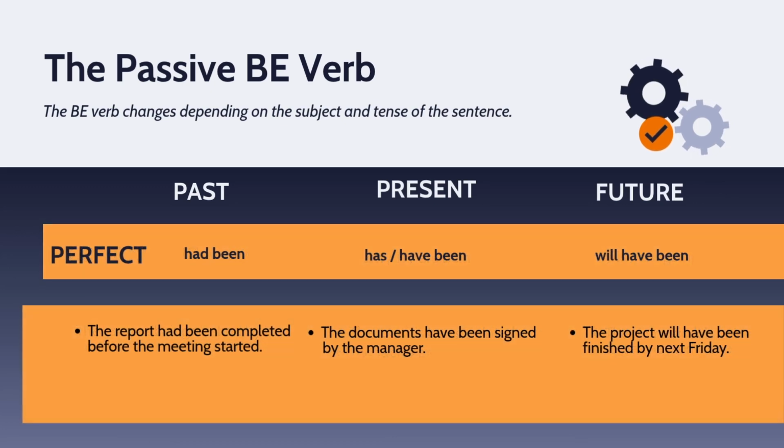Here are some example sentences for the perfect tenses. The report had been completed before the meeting started. The documents have been signed by the manager. The project will have been finished by next Friday.